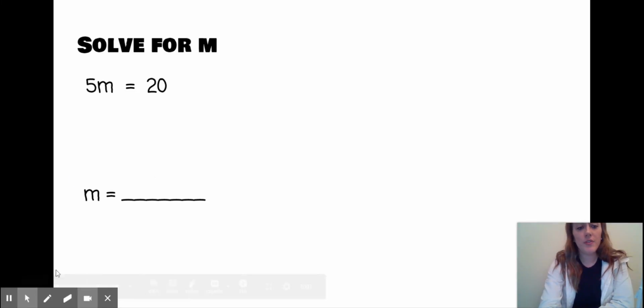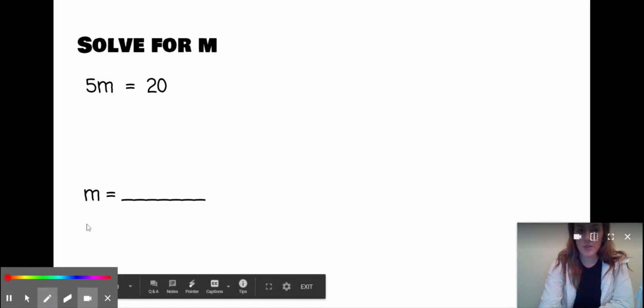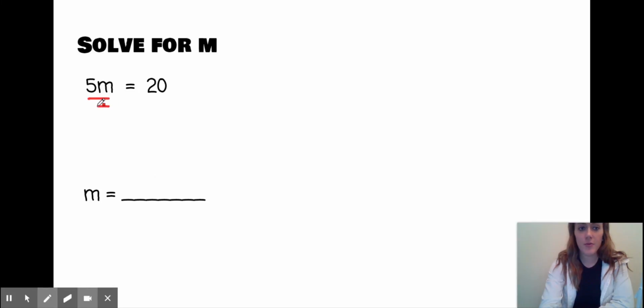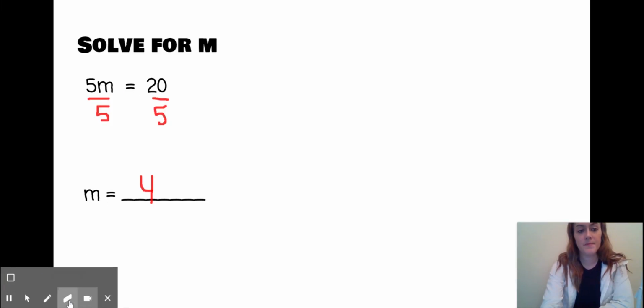If I did not know that, I can do the opposite of multiplication by dividing by 5, my known number, on the other side. And 20 divided by 5 is 4. I can plug in 4 for m, and I would know that 5 times 4 equals 20.